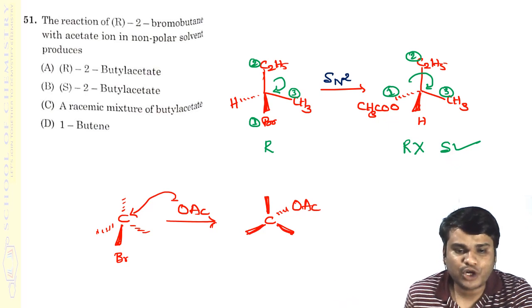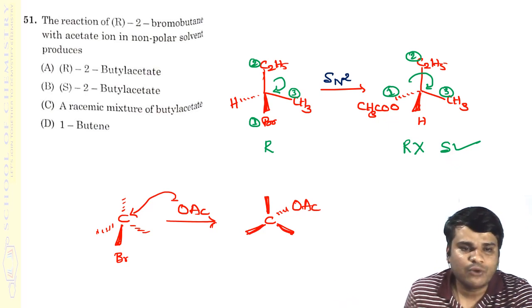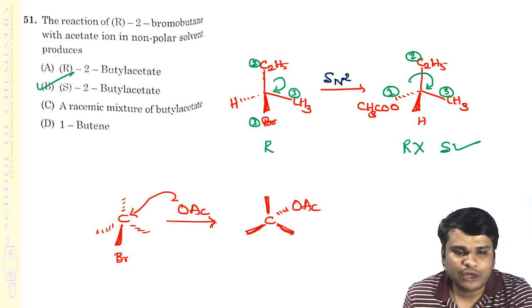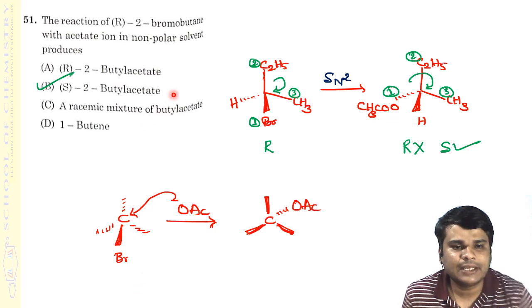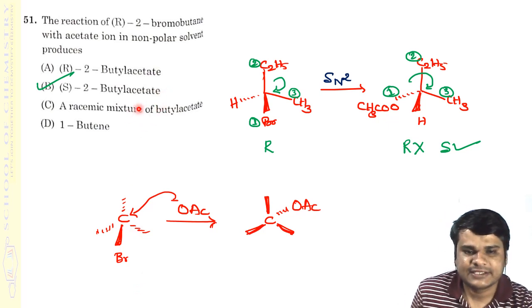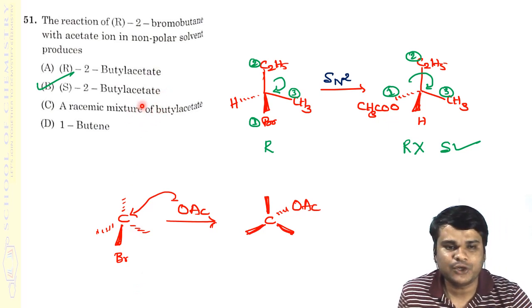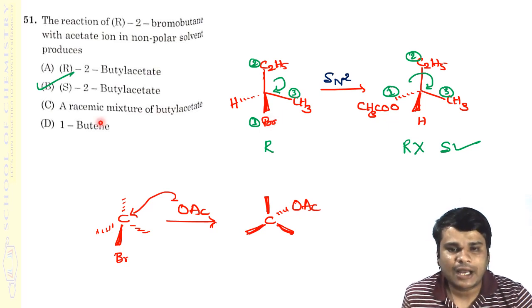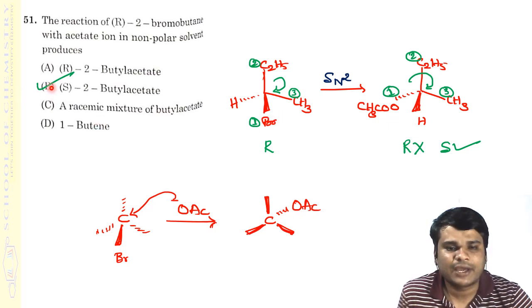So the product of this reaction, without any doubt, should be S-2-butyl acetate, that is option B, right? Looking at the options, you can see that the product should be either R or S. But if you know that inversion of configuration happens during SN2, you can easily answer this.